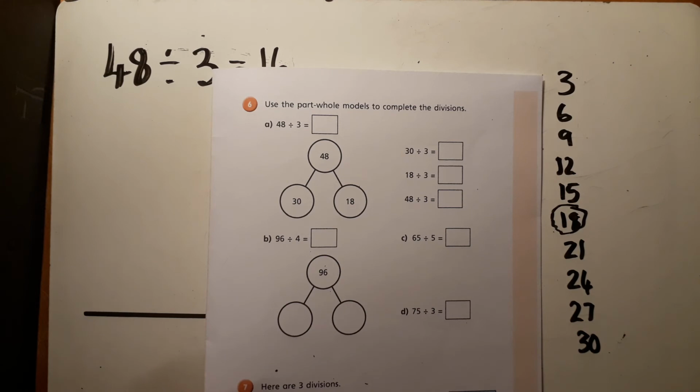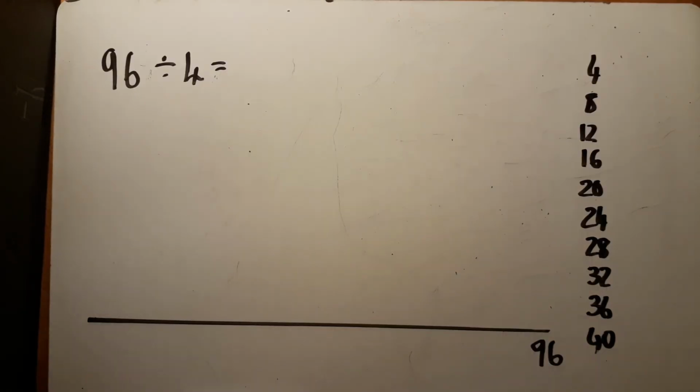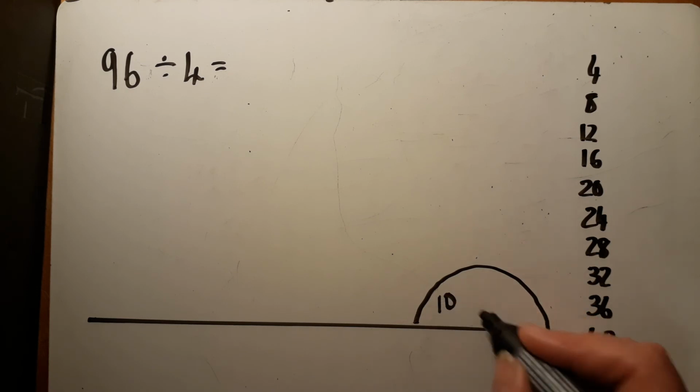So they are actually trying to show you the same thing. I just don't think it's as clear in the whole part model as it is on the number line. So we'll do 6b as well, which is 96 divided by 4. So 96 is a multiple that is bigger than the ones we know in our times tables. So we're going to use our multiple of 10 because it's so easy to subtract.